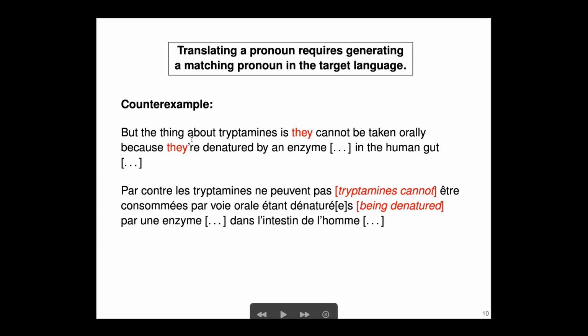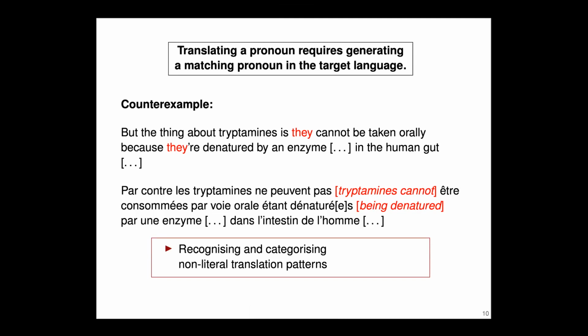And the thing is that this construction, "the thing about something", doesn't really exist in French. And if you do away with this, the French simply says, instead of "but the thing about tryptamines is", "but tryptamines can't be consumed orally." There's a good reason for that, but the effect of this is that the pronoun "they" simply disappears in the translation. And there's a second pronoun "they" that also disappears in the same translation, because the French translator opted for an infinitive construction here. It's basically translating this, instead of "because they're denatured", as "being denatured", which sounds more natural in French than perhaps it does in English.